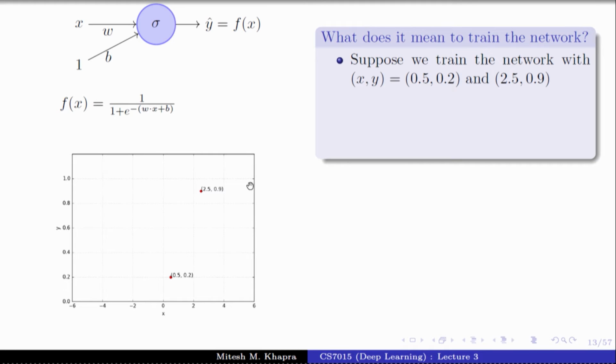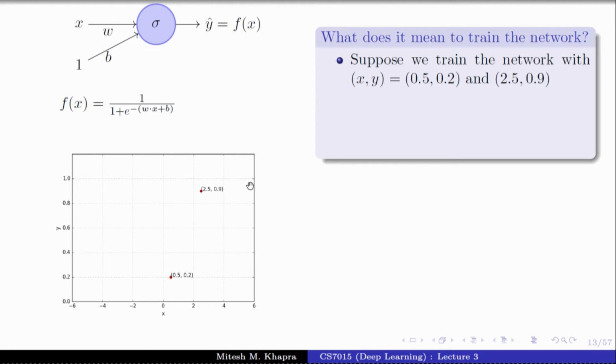So now, what does it actually mean to train the network? Let me ask you this question. Suppose I give you only 2 data points for training. These are the 2 points, x comma y is 0.5 comma 0.2 and 2.5 comma 0.9. These are the 2 red points that you see on the graph at the bottom.